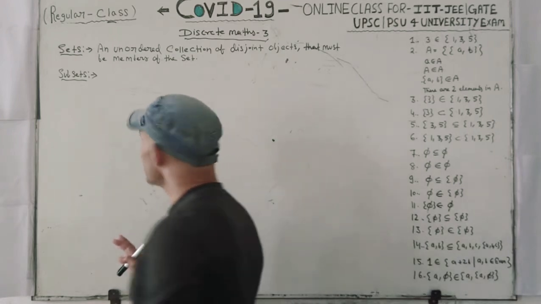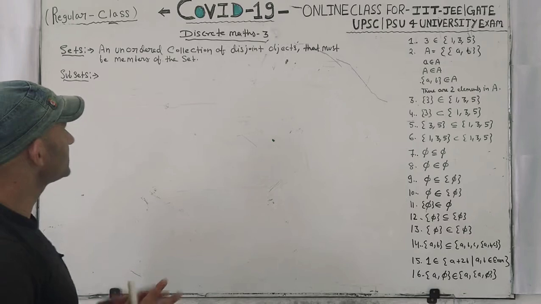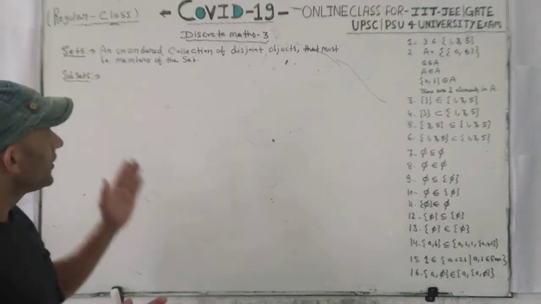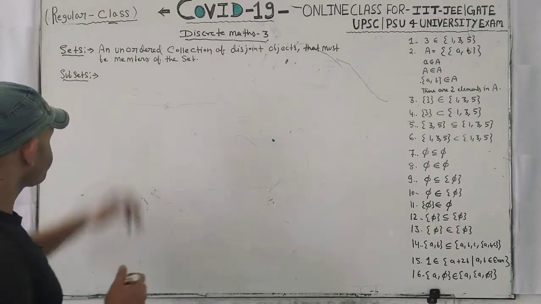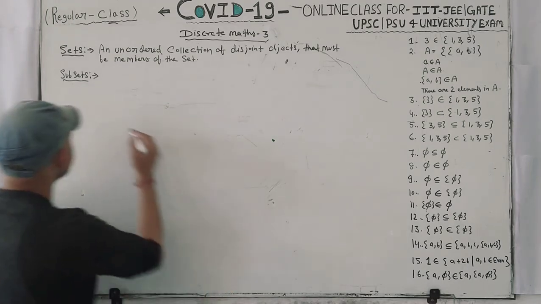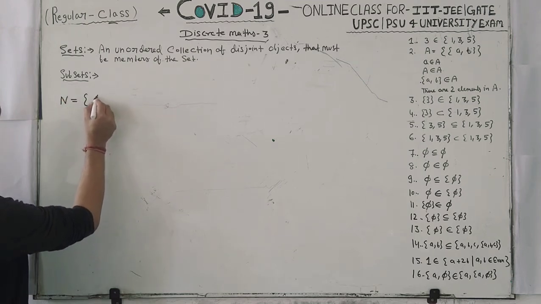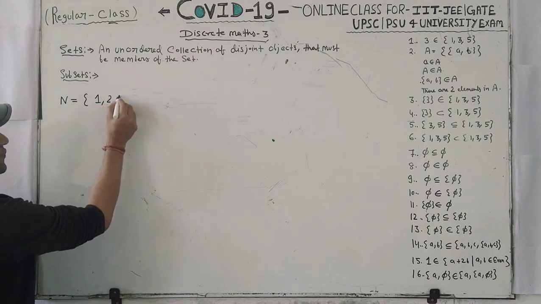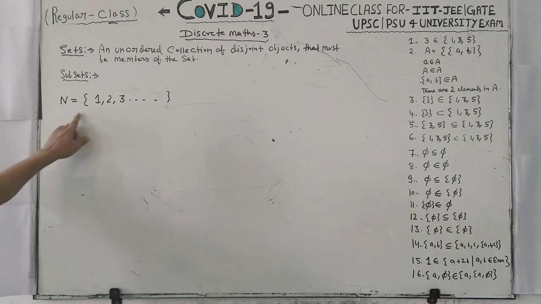So first, what is the definition of a set? A set is an unordered collection of distinct objects that must be familiar. For example, suppose I take N is equal to the set of natural numbers. It starts from 1, 2, 3 and goes on to infinity. So there are an infinite number of elements in the natural numbers.